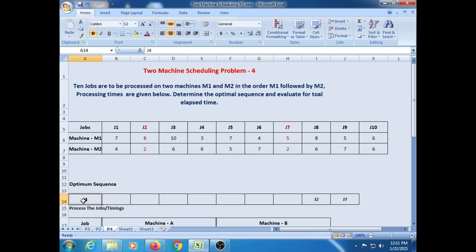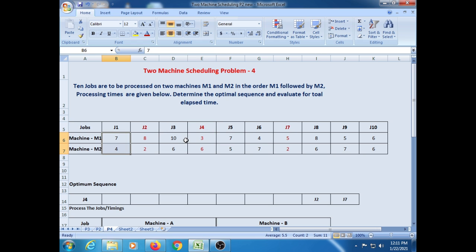Because this processing time is relating to the machine 1, then we have to place the job from left to right. If the processing time is relating to the machine 2, then we have to place the job from right to left. That is very simple. So I placed the job 4 in the optimum sequence from left to right. I just change the color of the job 4 and its processing times.